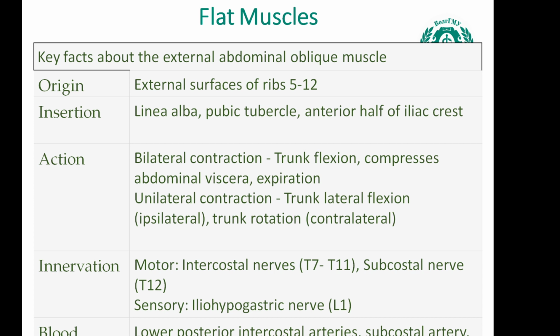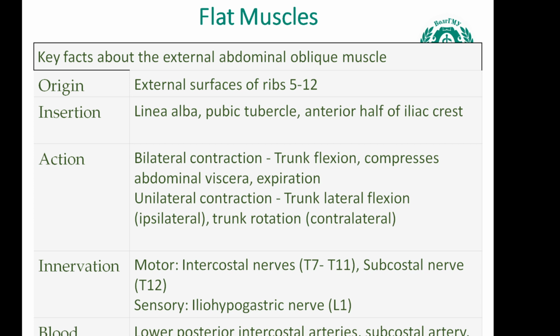This table illustrates the main information about the external abdominal oblique muscle. You can see that its origin is from the external surfaces of the ribs from the 5th till the 12th. Insertion: linea alba, pubic tubercle, anterior half of iliac crest. Action: bilateral contraction, trunk flexion, compresses abdominal viscera.